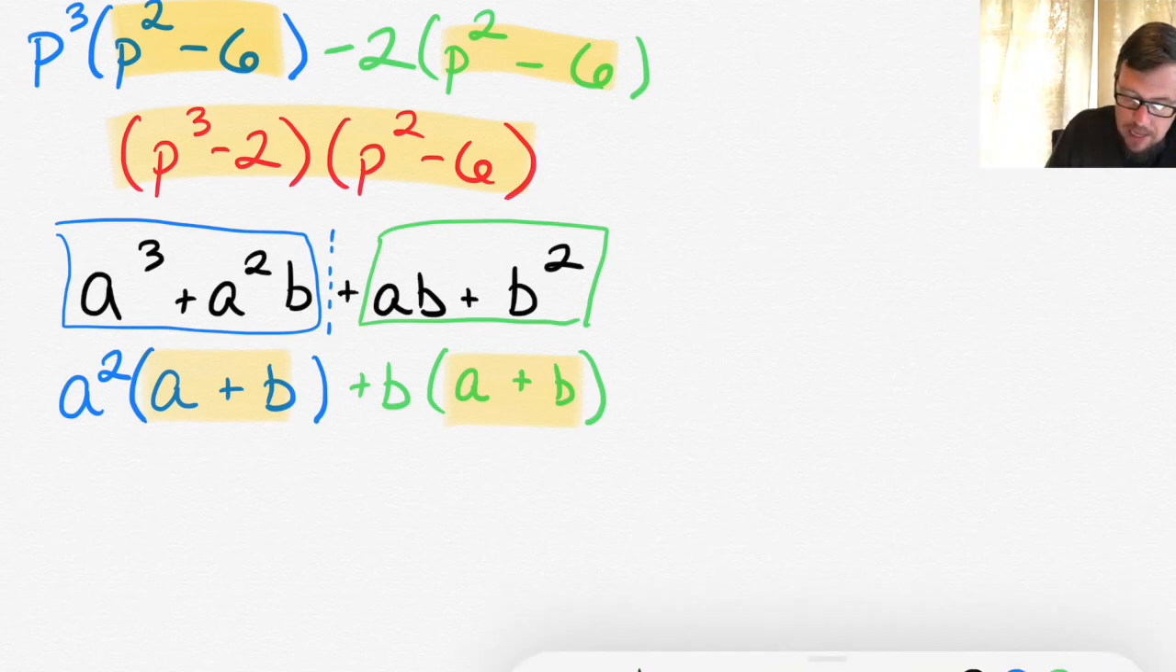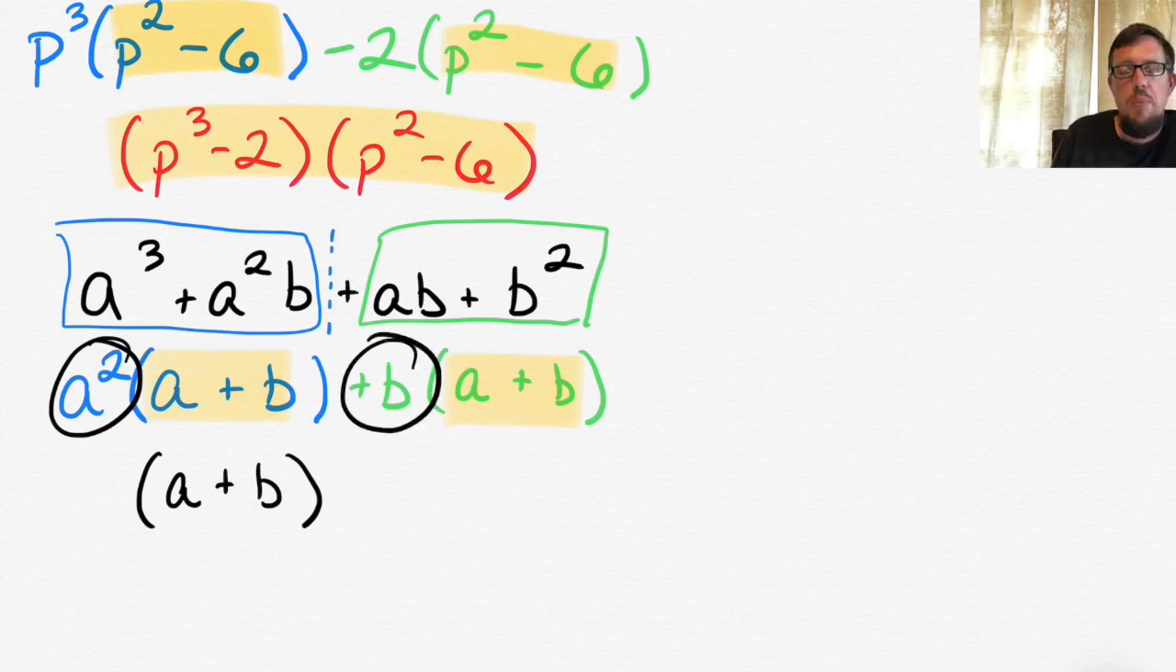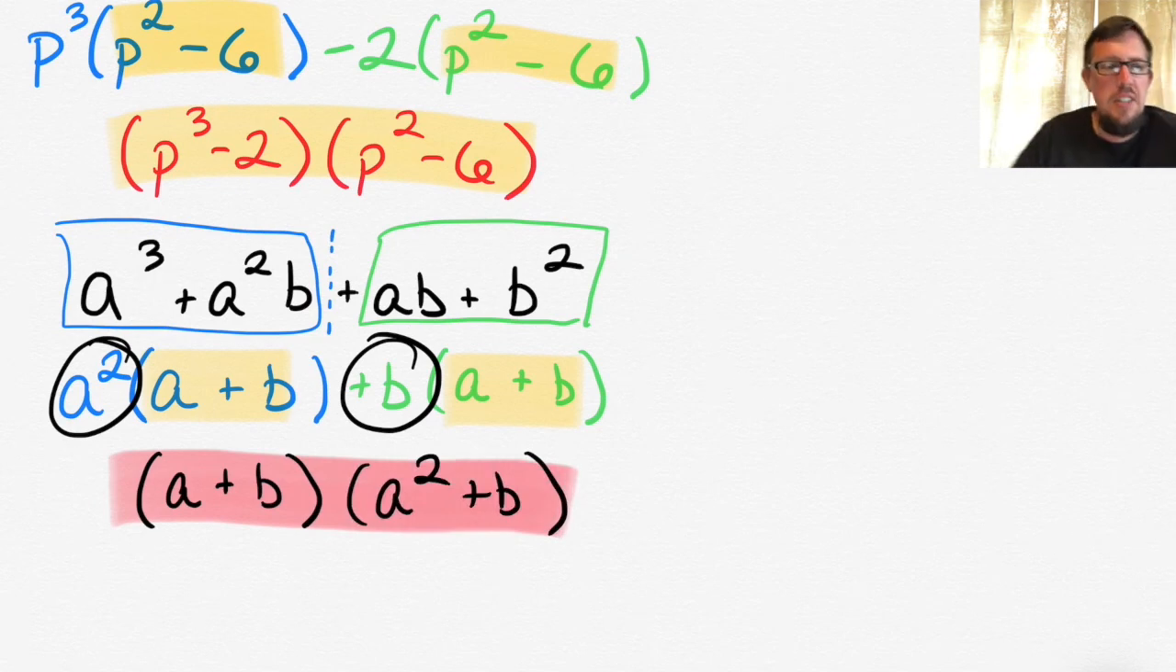So that tells me that one of my parentheses is going to be a plus b. What will the other set of parentheses be? It'll be what's left over, a squared plus b. And there's my answer. Nailed it. Probably. Pretty sure I nailed it.